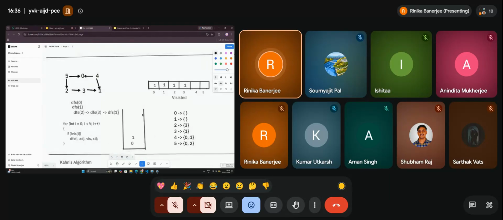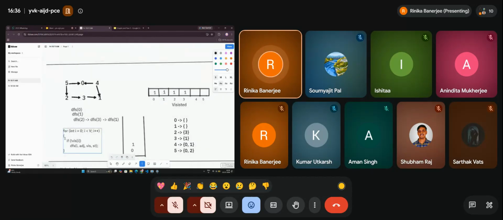Will I call DFS of 1? Now I'll see that 1 is already visited, right? So I need not further call DFS of 1. So I'll not call it. So are there any other nodes from 3? No. After 1, there are no further nodes. That means the DFS call for 3 is complete. Now I'll push 3 into the stack. Now, from 2, after 3, are there any other nodes? No. That means from 3, we are returning, and then there is no further call for DFS of 2 as well. So I'll now push 2 into the stack.